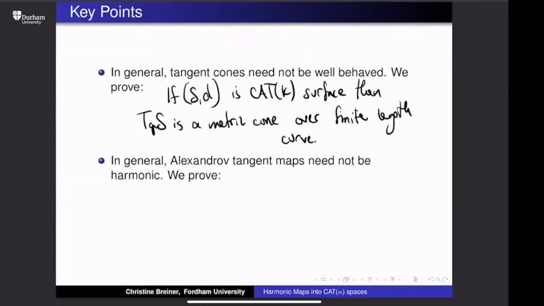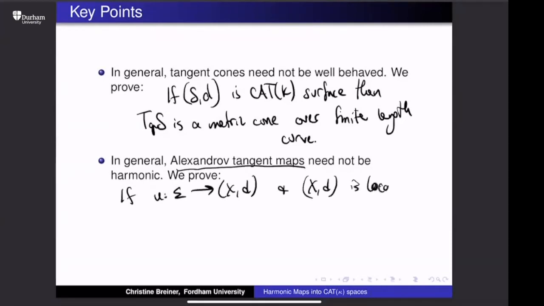The other thing, the more important one for our purposes, is that if you have an Alexandrov tangent map of a harmonic map, that map doesn't need to be harmonic, actually. It's just some homogeneous map. It's not known that it's harmonic. And so the point here is that if u is taking sigma to X_D, and X_D is a locally CAT(kappa) manifold, we don't even need a surface here, but we need a manifold.